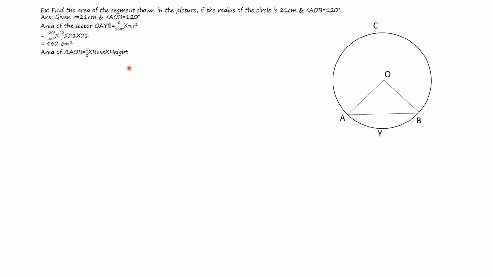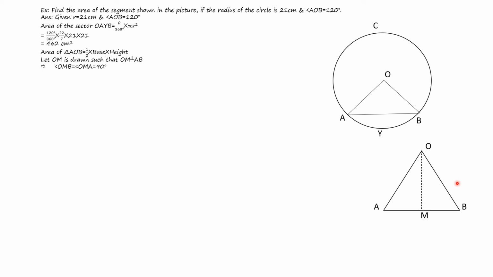So here area of the triangle AOB is 1 by 2 into base into height, but we only know the two sides of 21 centimeter. The base and height are not known to us. Let's find out. Let OM be drawn perpendicular to AB. Let's draw the picture. So OM is a perpendicular drawn on AB.